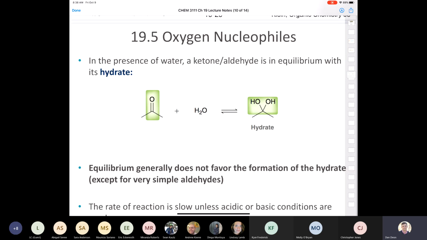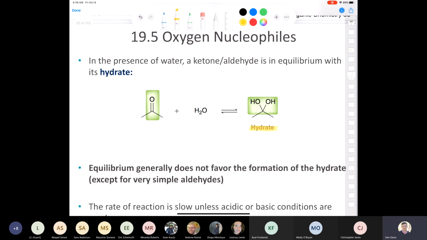If you take a ketone or aldehyde and you put it in water, take an aldehyde like formaldehyde, or a ketone like acetone or 2-hexanone, whatever. If we put that in water, it's going to be in equilibrium with what's called a hydrate. Hydrate's a new functional group. When we have two hydroxyls, or it looks like two alcohols on the same carbon, that's called a hydrate. You have to be fully aware of what a hydrate is.